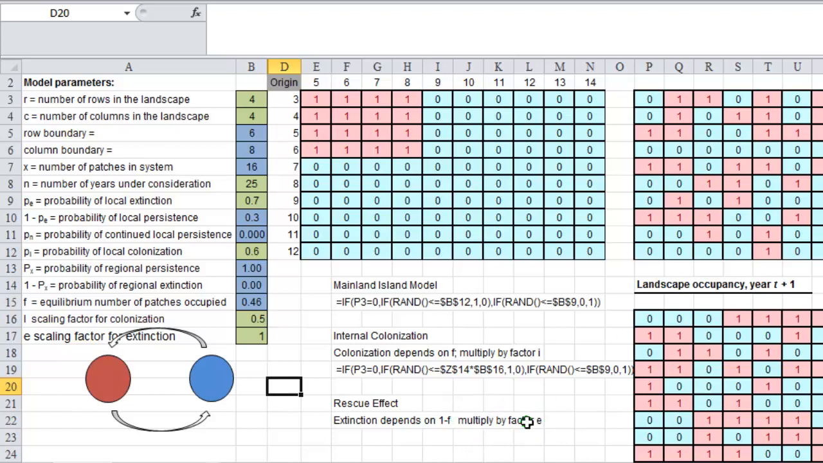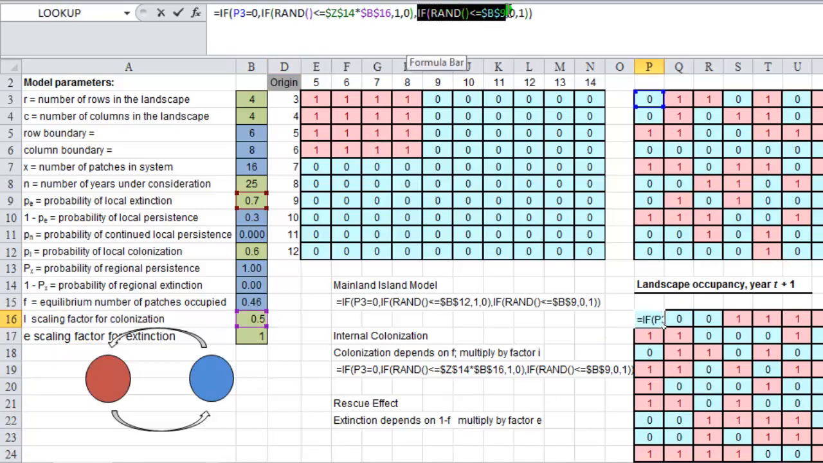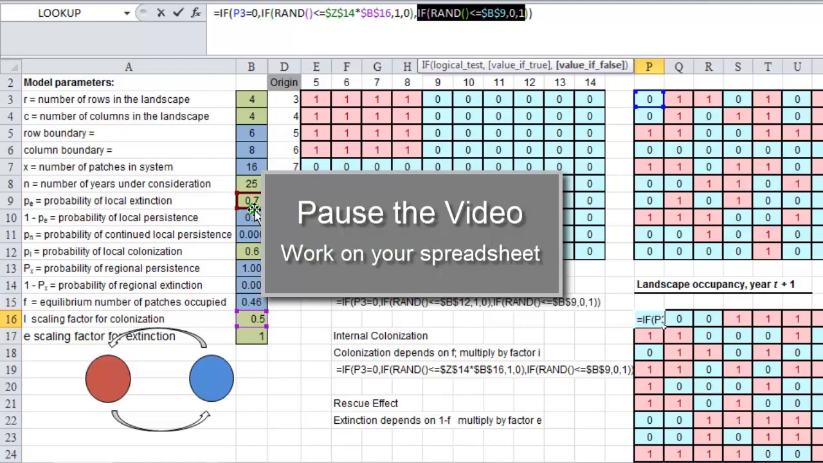Now the E factor lets us temper how strong this fraction of patches mediates extinction. So let's click on cell P16, and now we're going to replace our original equation that governs extinction, and we're going to replace this fixed reference to cell B9 with the fraction of patches. Why don't you go ahead and do that now, and I'll see you back here in a couple of minutes.